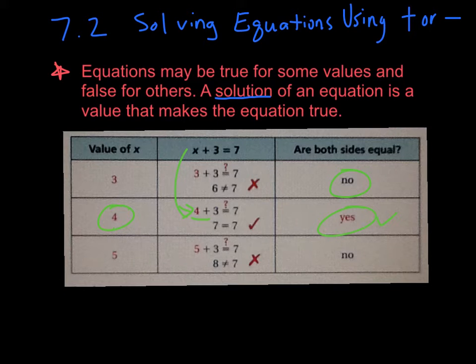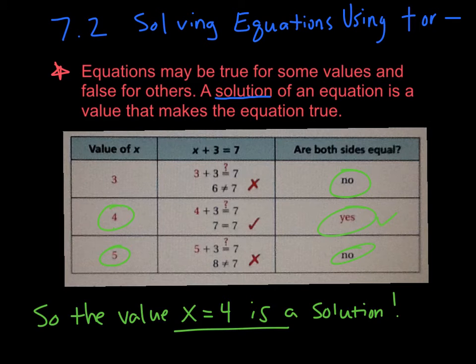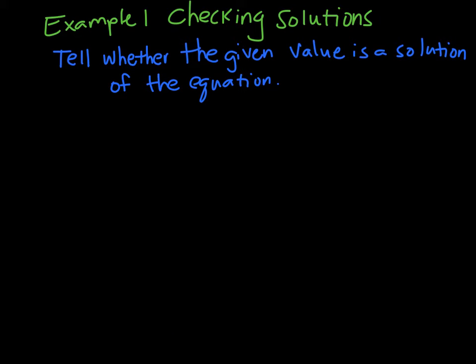And then the last one, if we plugged in 5 for x, does 5 plus 3 equal 7? No, 5 plus 3 equals 8. So 8 does not equal 7. So the answer is no, it is not equal on both sides. So the value x equals 4 is a solution. Tell whether the given value is a solution of the equation. So we're checking solutions in this example.